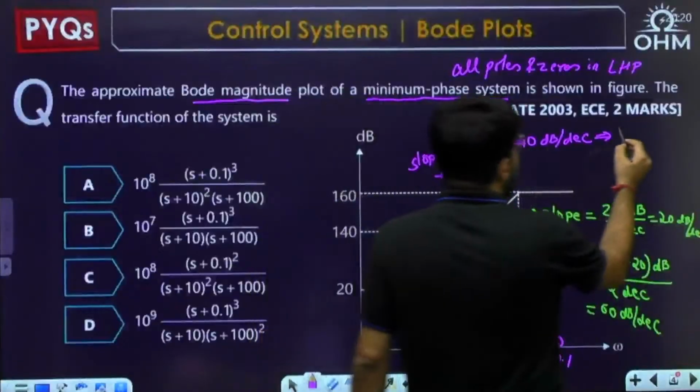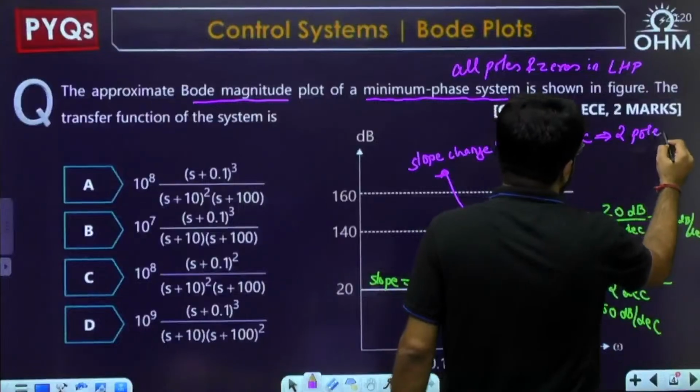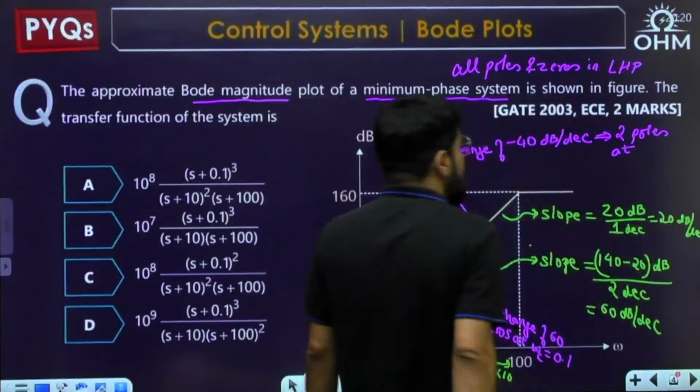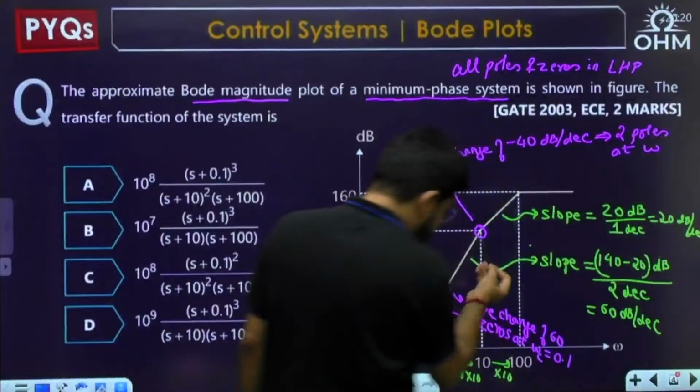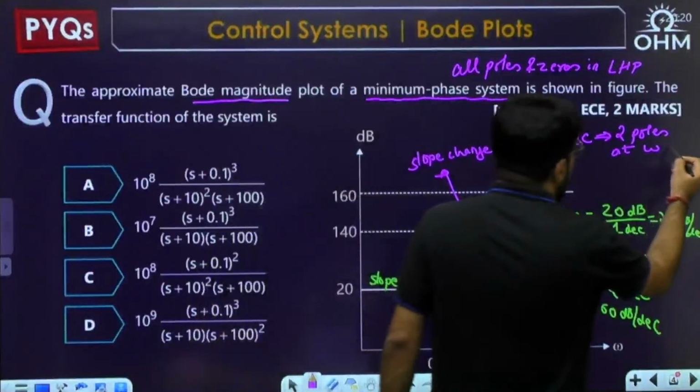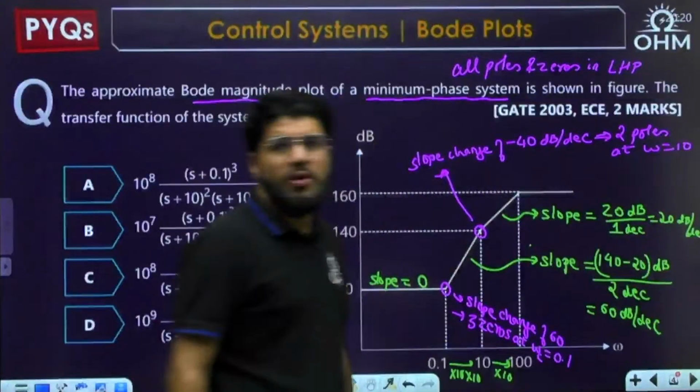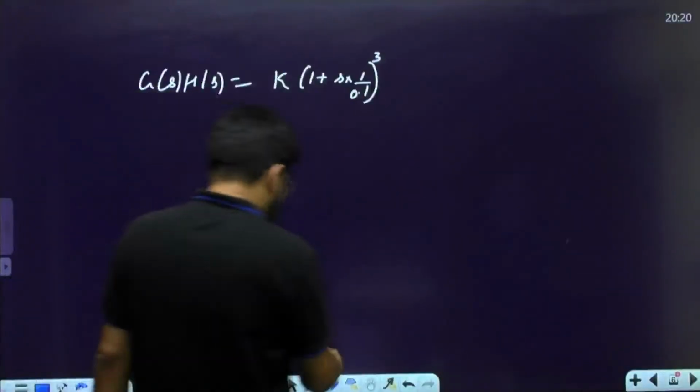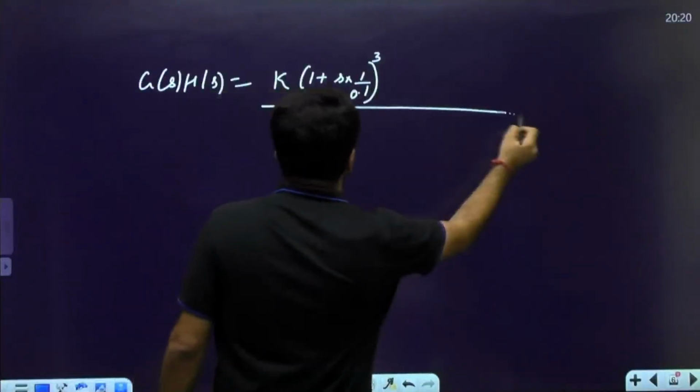So this will actually be representing 2 poles. 2 poles at what frequency? What is that frequency? This is omega 10. There are 2 poles at omega equal to 10.